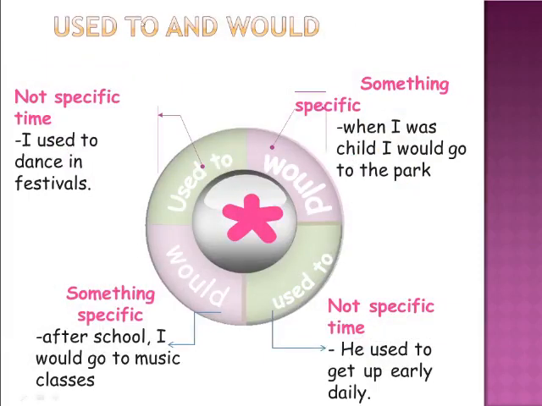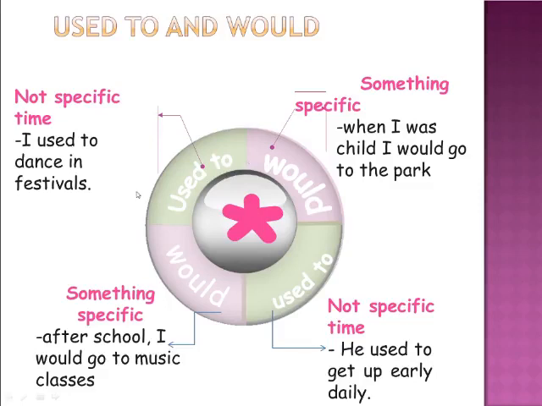Used to and would. These two verbs. Not specific. I used to dance in festivals. Used to does not show a specific time, but we can understand from this word that it is used in the past. Used to is normally used to show a habitual action of the person speaking in his early days, but not now at the time of speaking. Okay. So used to is used for that purpose. For example, I used to play cricket when I was in 5th grade.